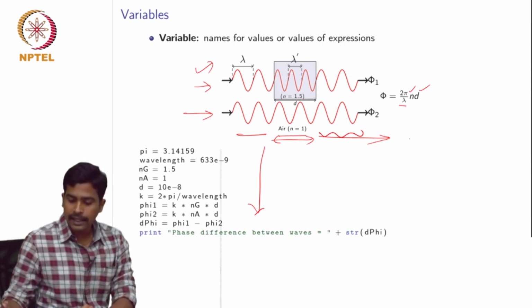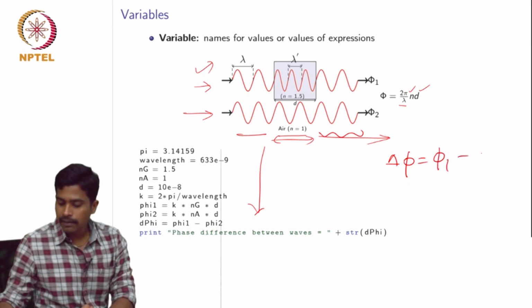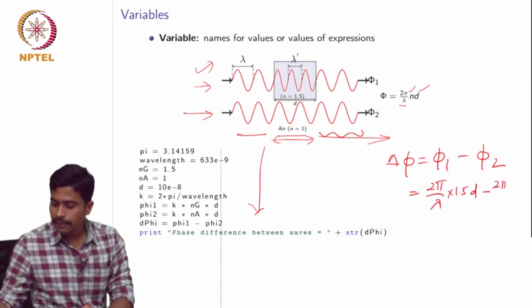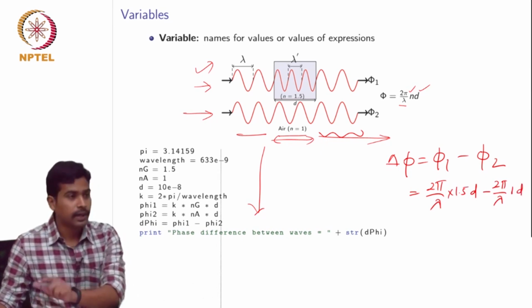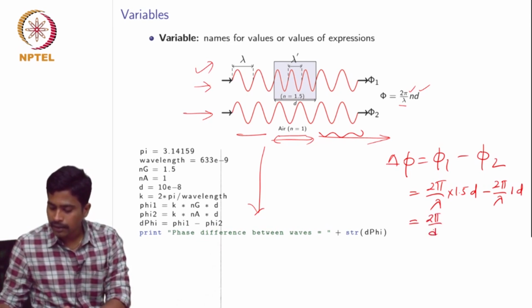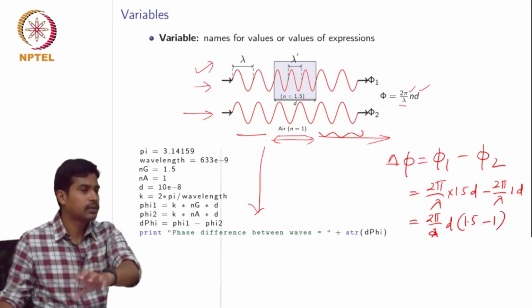So how do we calculate this phase difference? Delta phi is given by phi 1 minus phi 2. Where phi 1 is 2 pi by lambda into 1.5 into d, minus phi 2, which is 2 pi by lambda into n, where n is 1 here, and the distance is the same. So the overall phase difference is given by 2 pi by lambda into d into (1.5 minus 1). This is the phase difference between these two waves.